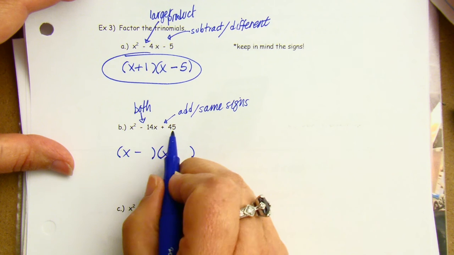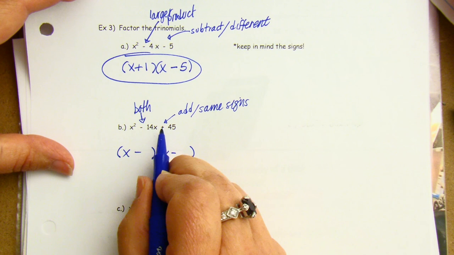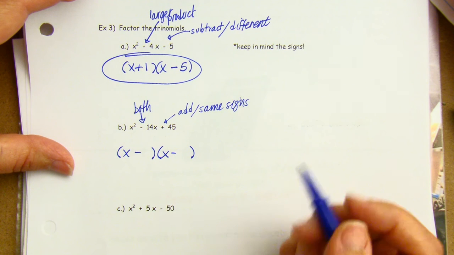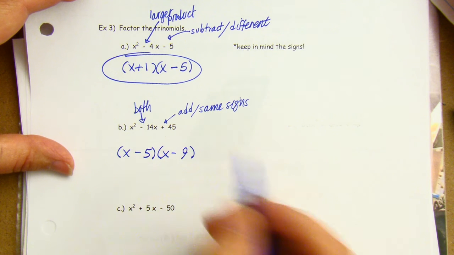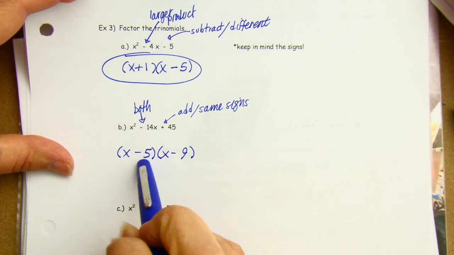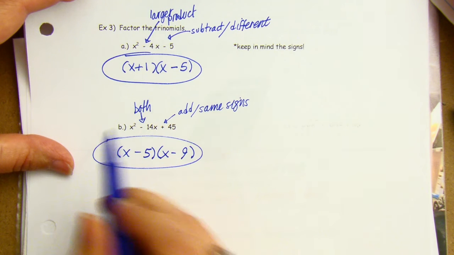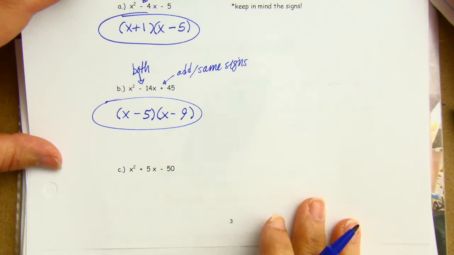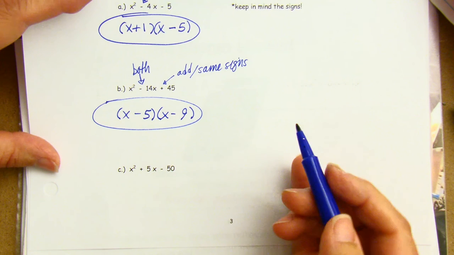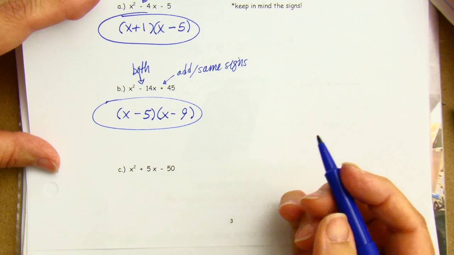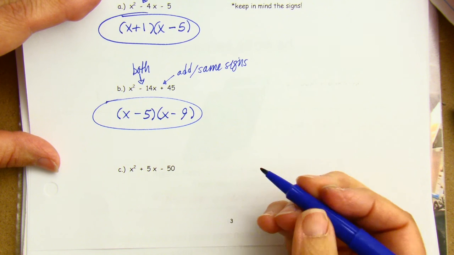What two numbers multiply to give me 45 that when I add them give me a 14? Well, that would be 5 and 9. Okay, because 9 times 5 is 45, and 9 plus 5 is 14. So I'm done. Hopefully you enjoy factoring and find it fun, especially when they are a little bit more challenging. When they're easy, they're kind of boring.